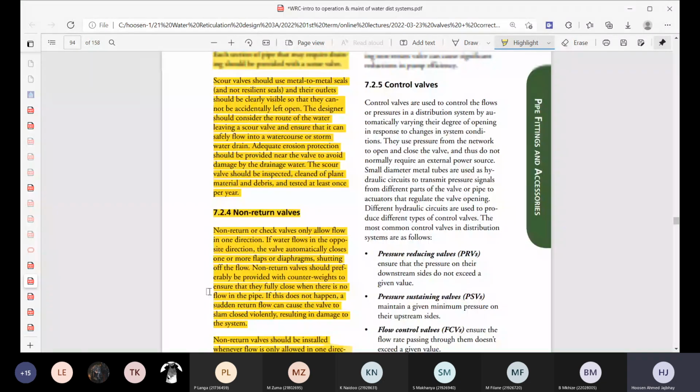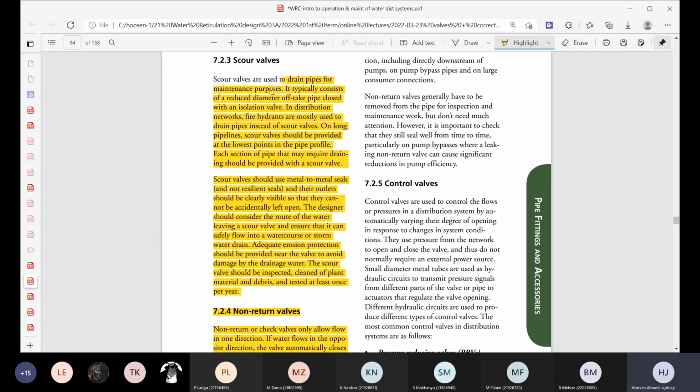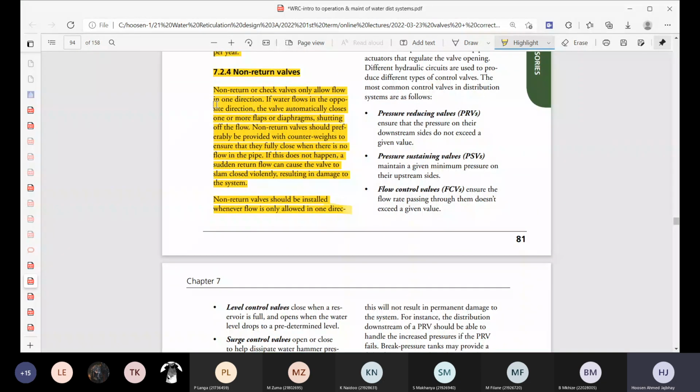For the scour valves, they're usually for maintenance purposes, and like I said, after a repair, to remove any sand or grit that may have been left behind in the pipeline, and also if any contaminants were introduced into the pipeline, to remove the contaminated water so that the water that's left in the pipeline is clean potable water. That you can see, scour valves should be used to inspect, clean of plant material and debris, and tested over there. Right. Non-return valves, these will only allow flow in a particular direction.